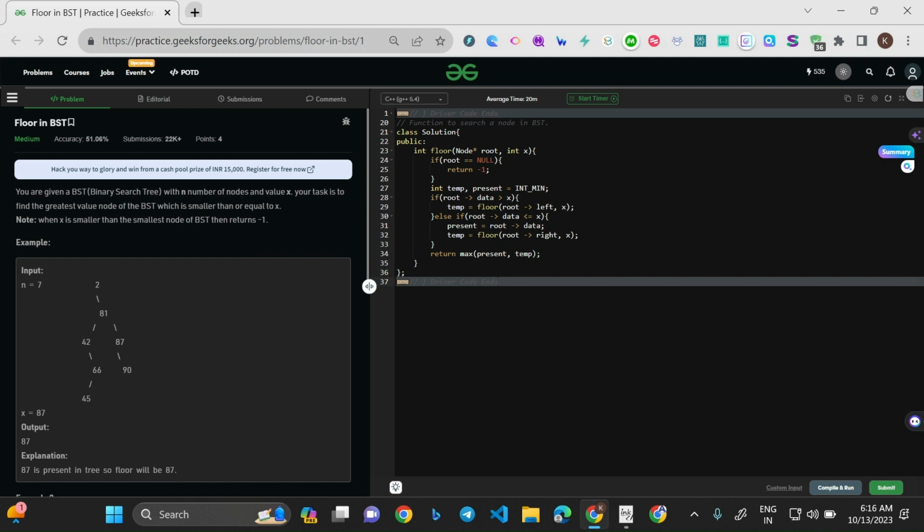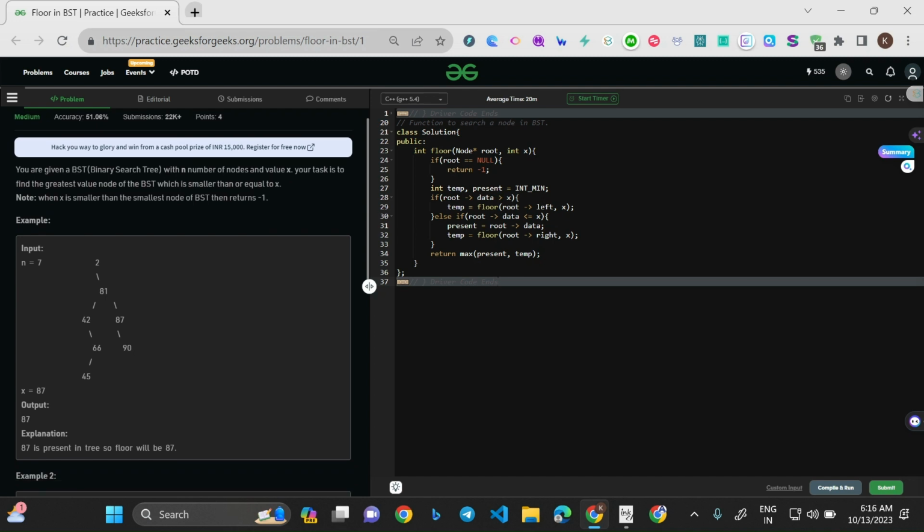So in today's video, we'll be solving the problem Floor in BST. As you can see, it's a medium level tag problem, but to be honest, it's not really medium level. It's a very simple question. And this is the problem of the day for today on Geeks for Geeks.